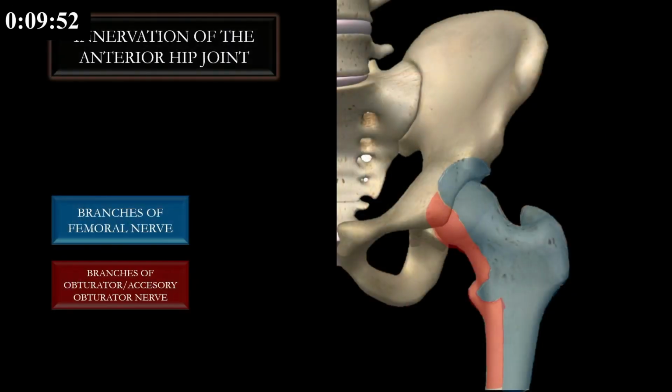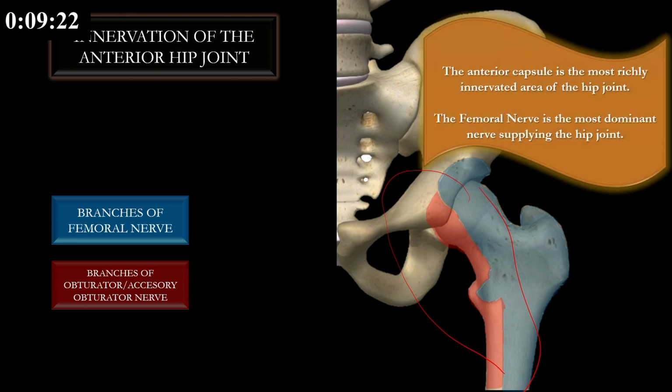So to use regional anesthesia, you need to know what nerve goes where. Predominantly, the anterior hip joint is the most richly innervated part of the hip, and the femoral nerve, the good old simple femoral nerve, is the most dominant nerve supply. But if you look more at the medial region, you would have some innervation from the obturator nerve, and when present, the accessory obturator nerve.